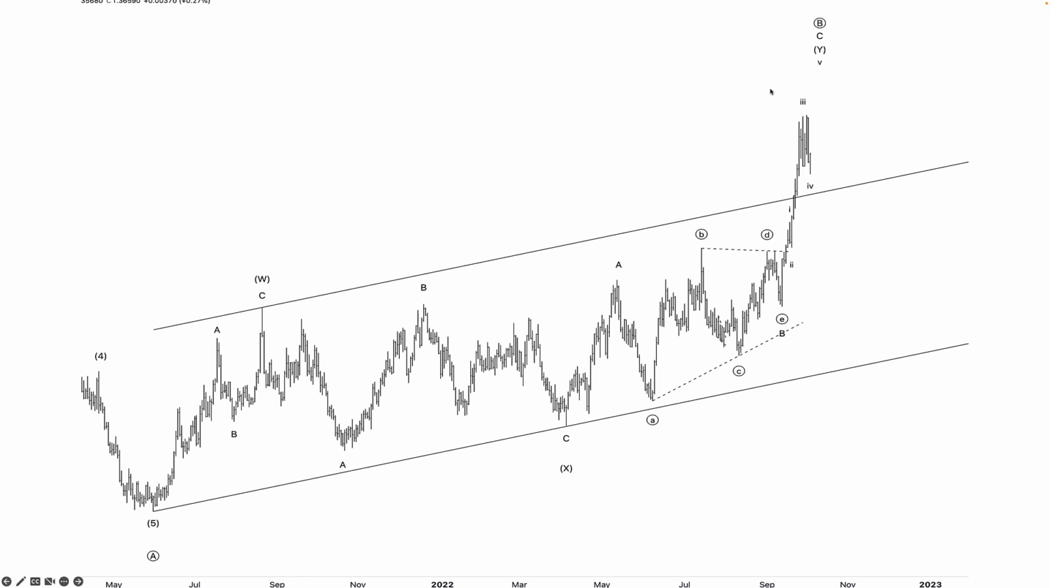So, these complex corrections will be messy. They're going to trip you up. It's best to avoid them when you can. I will only trade a complex corrective sequence if there's a very, very, very clear setup to take.